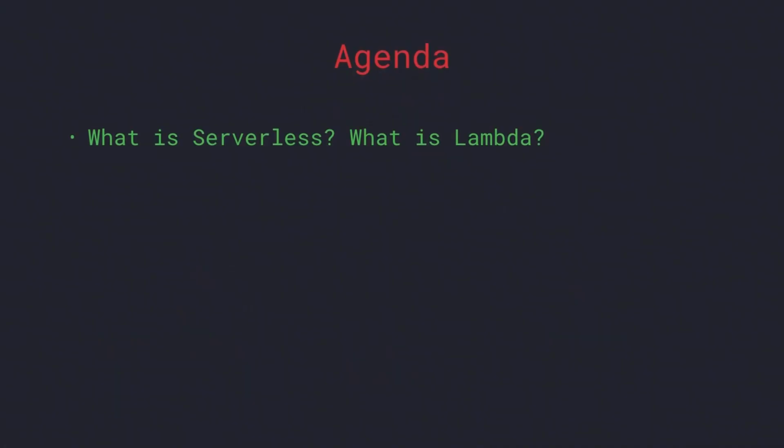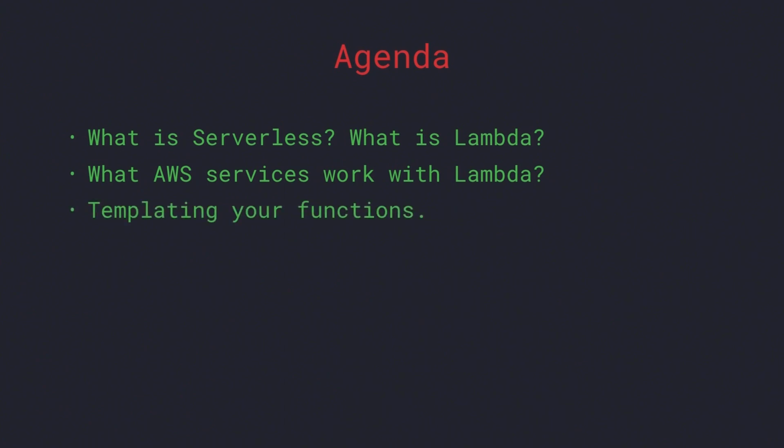So the agenda I've lined out for this session is to cover what is serverless, because it is a buzzword that's getting thrown around a lot in the past year. And then also cover what is Lambda as a part of that. What AWS services work with Lambda, because Lambda is just a piece of it. It's actually meant to be tied into a whole bunch of other things to provide a solution. Templating your functions. How do we actually deploy these things in a repeatable manner? We're going to spend a bit of time talking about IAM permissions, because it's important and it can be confusing.